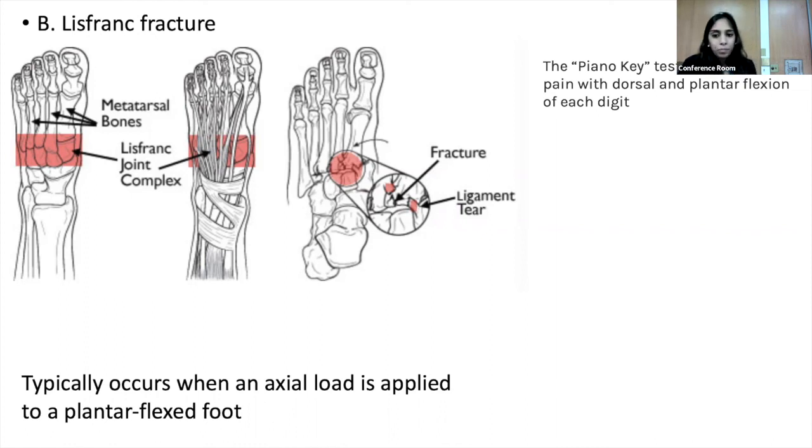One thing to know about this is that X-ray findings can be really subtle in the beginning. So normal foot X-rays don't actually rule out a Lisfranc injury if you have a high suspicion. You want to get weight-bearing views or CT if you have a high suspicion for this diagnosis. I also read about this piano key test. If you see this pattern, exacerbation of pain with dorsal and plantar flexion of each digit can point towards this type of injury. And that's all I have.